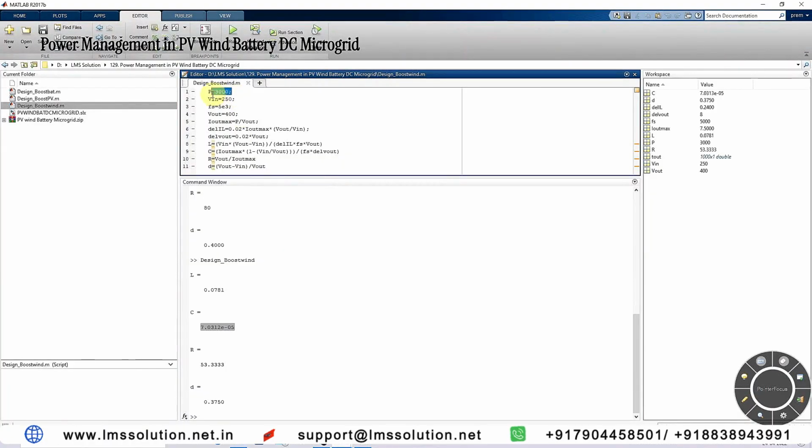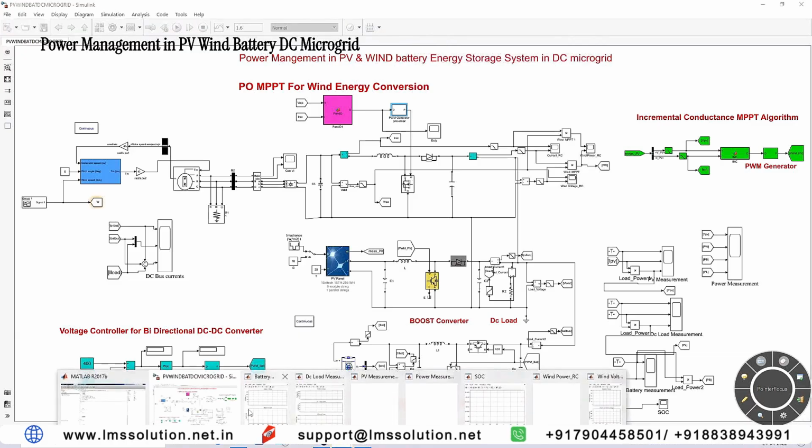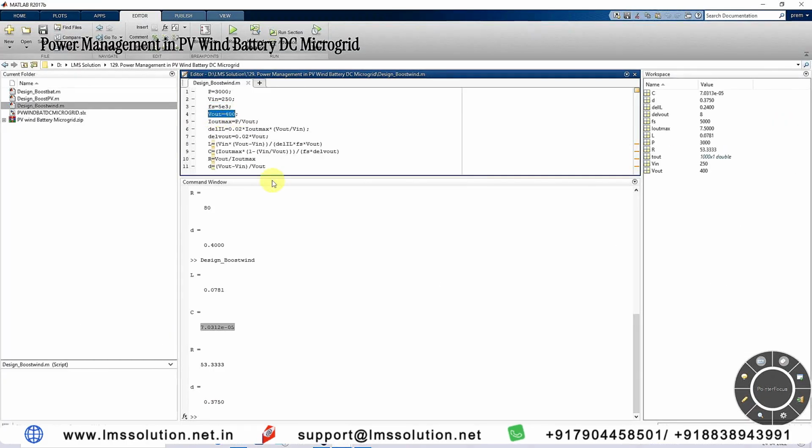The rating of the wind generation model is 3000 watts. The input voltage at the rectifier side is around 250 volt. And then here we consider 5 kilohertz for the switching frequency, and the output voltage we consider as 400. This is the equation used for calculating L and C.